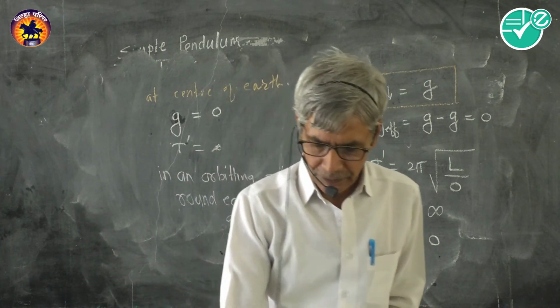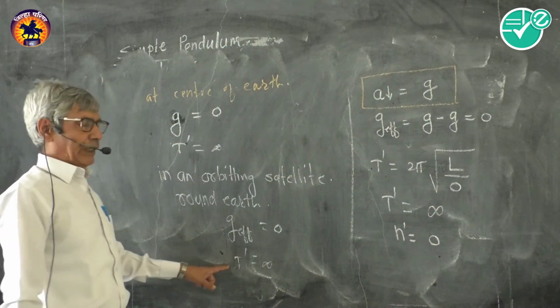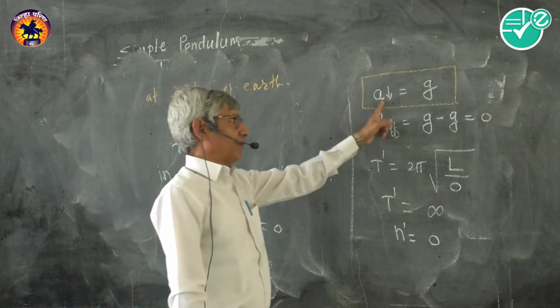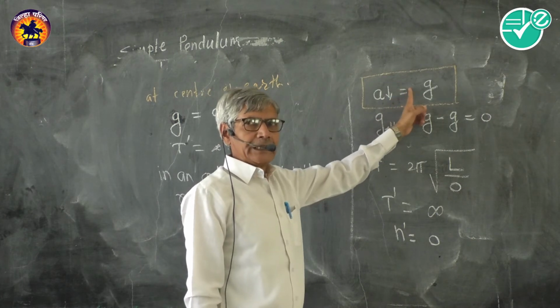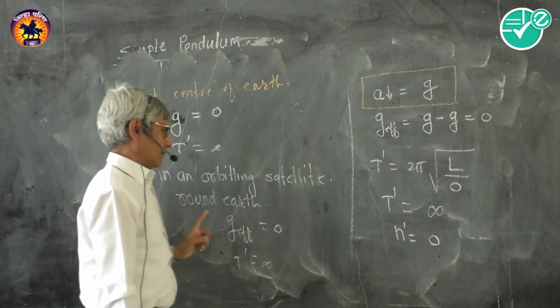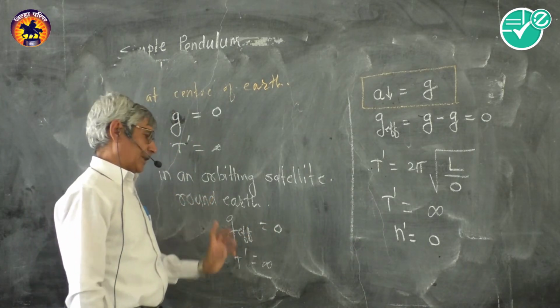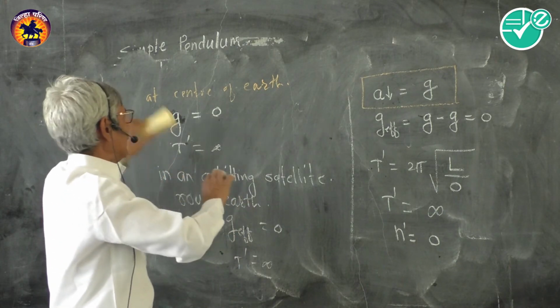So, the simple pendulum will oscillate with infinite time if it is in a lift that is accelerated downward with an acceleration equal to acceleration due to gravity. The same result is obtained in case of a simple pendulum in an orbiting satellite, or it happens at the center of the Earth.